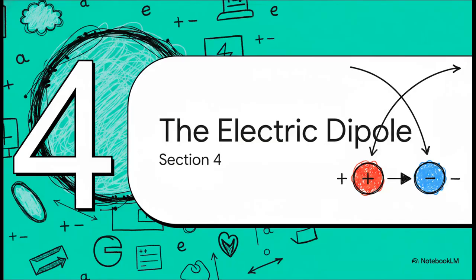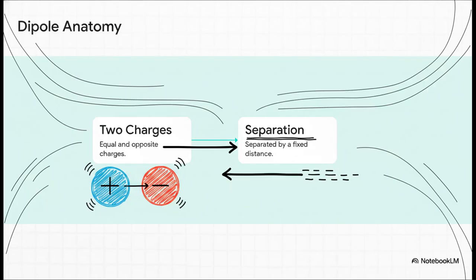Let's put some of these charges together in Section 4, the electric dipole. All right, let's introduce a brand new configuration. What happens when we pair specific charges together in space? Let's break down the anatomy of a dipole. It's a surprisingly simple little setup, but man, it is the key to unlocking so much in physics and chemistry.